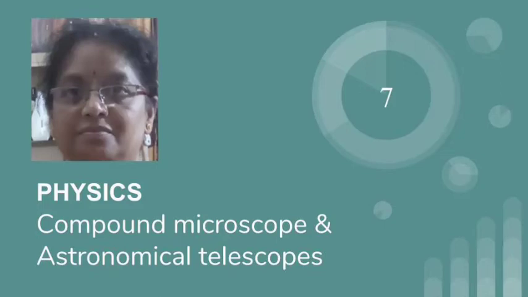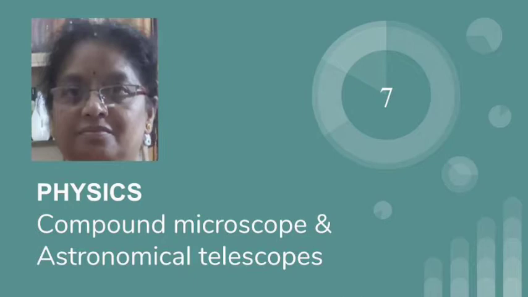Students, last time in the first part of the session on optical instruments, we discussed the human eye and the simple microscope. Today, I will explain the compound microscope and the astronomical telescope. These devices help the human eye to observe highly magnified images of tiny objects for their detailed examination, and also to observe far-off terrestrial objects to get information about the space around us.